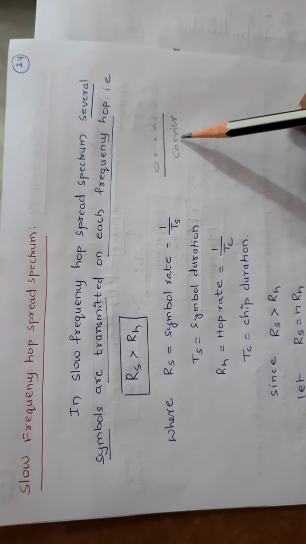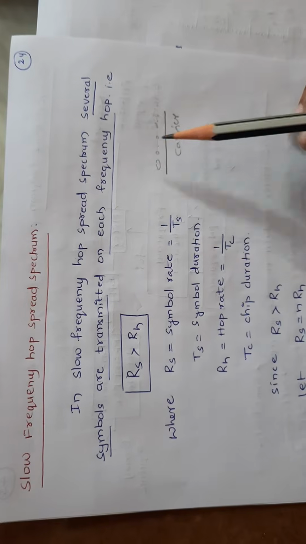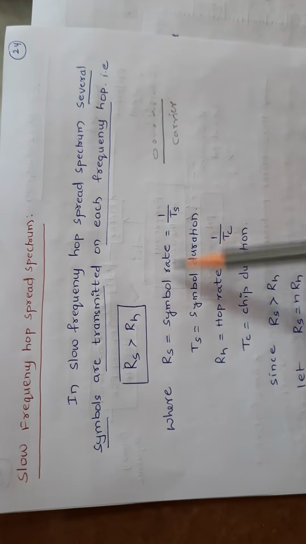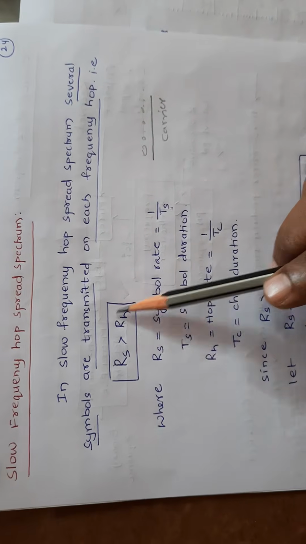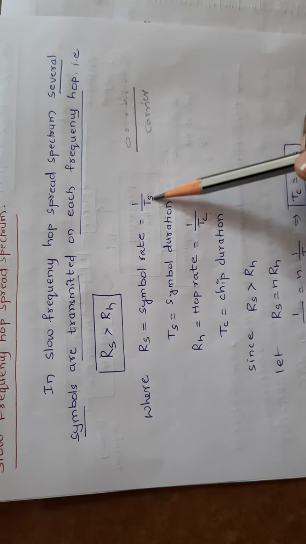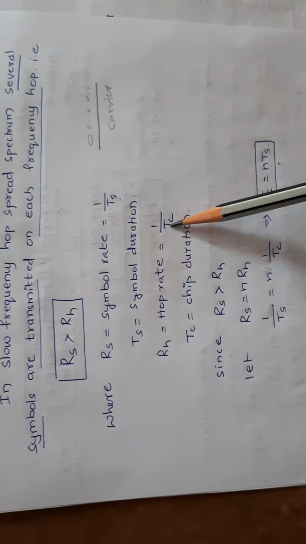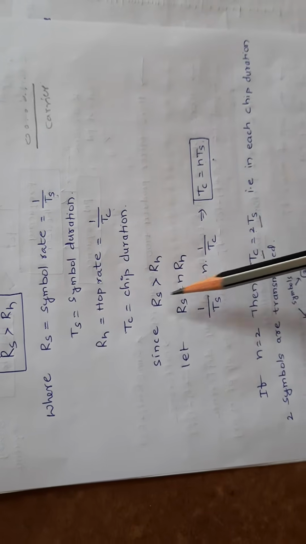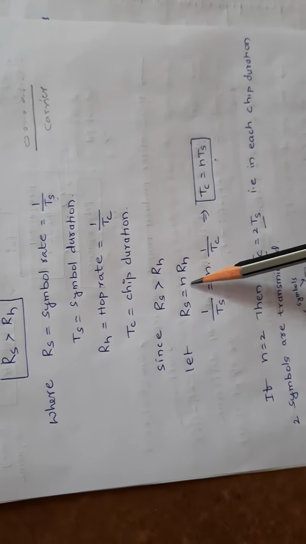So compared to the hop rate, the symbol rate must be higher. So Rs must be greater than Rh. Rs is the symbol rate, which is 1 by Ts. Rh is the hop rate, which is 1 by Tc. Ts is the symbol duration, Tc is the chip duration. So let's say Rs is greater than Rh. So Rs is equal to N times Rh.